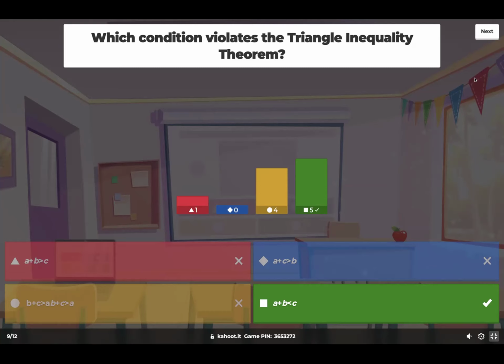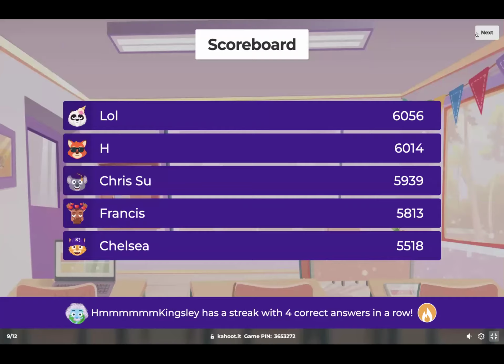But it basically means that if you look at any of the other options, any two side lengths are greater than the third, which is good. For green, the two side lengths are smaller than the third, which is bad, and that violates the triangle inequality theorem. Yep. Okay.